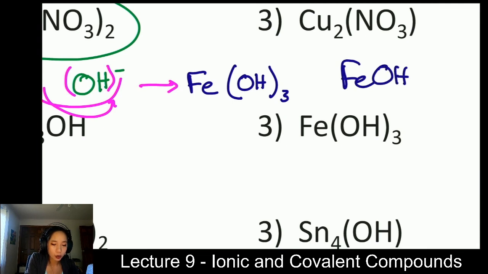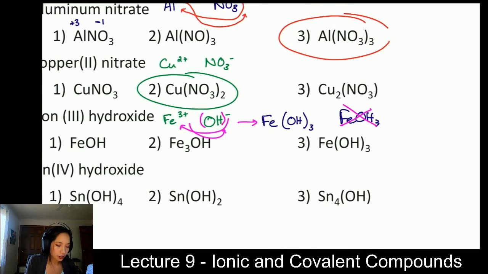Writing it like this without the parentheses, this is incorrect, because what you're saying is that there's only 1 oxygen and 3 hydrogens, but when you use the parentheses, you're saying that there's 3 of the OHs together. So together there are 3 oxygens and 3 hydrogens. So this second one that I wrote is incorrect. All right, and so our answer here is number 3.